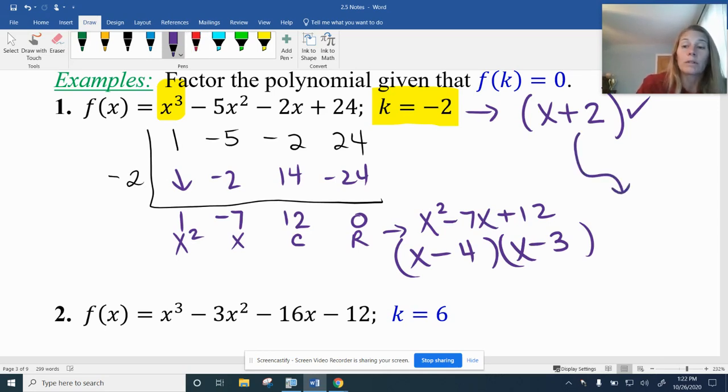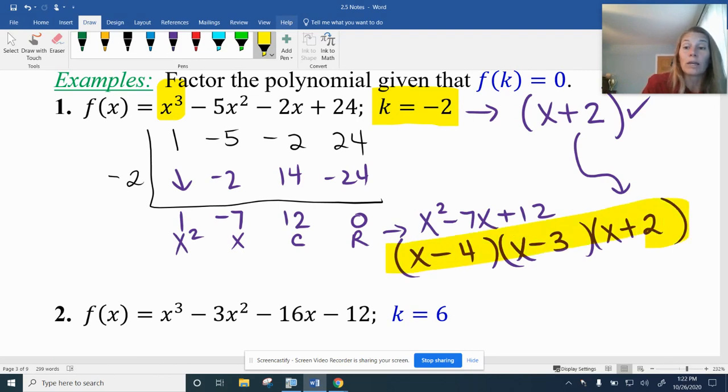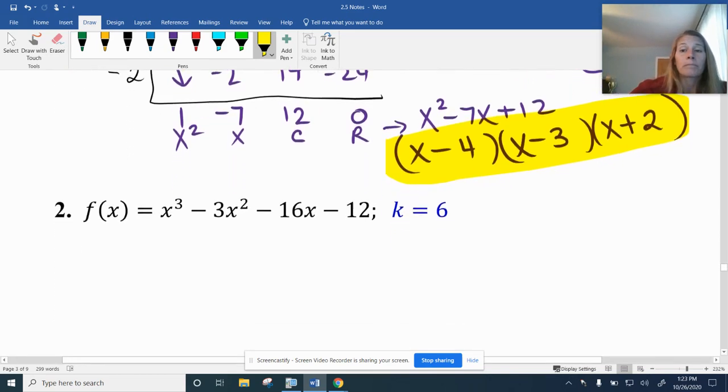And then, of course, that factor that we knew from the beginning that we divided out would be the third factor. So remember I said x cubed, that should mean 3 solutions or 3 linear factors. Sometimes you can't get all of them, but there definitely wouldn't be more than that. So we know that we're finished at this point. All right, so let's try the next one.